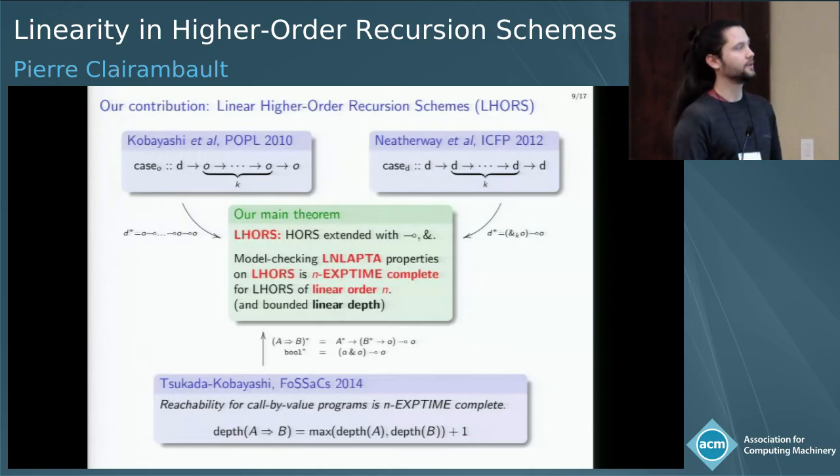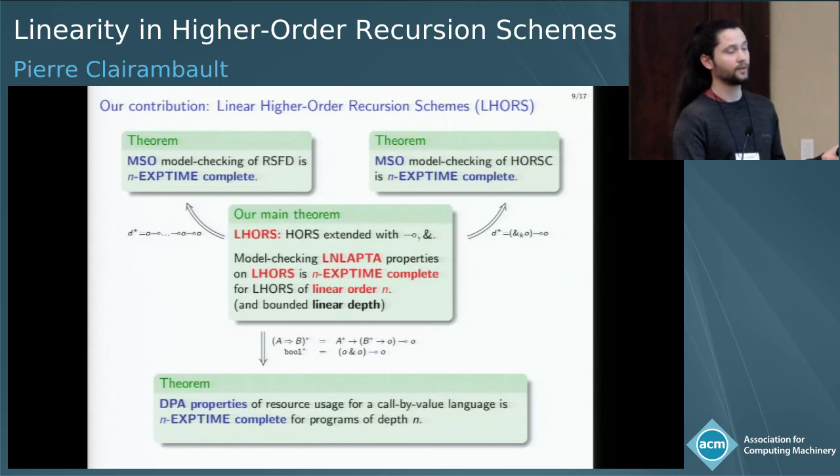And finally, we can do it for call by value as well, using this linear continuation passing idea and also the church encoding for Booleans. And the good news is that all of these encodings are tight, and so you can deduce from our theorem the following things. So MSO model checking is n-EXPTIME-complete for this and that.